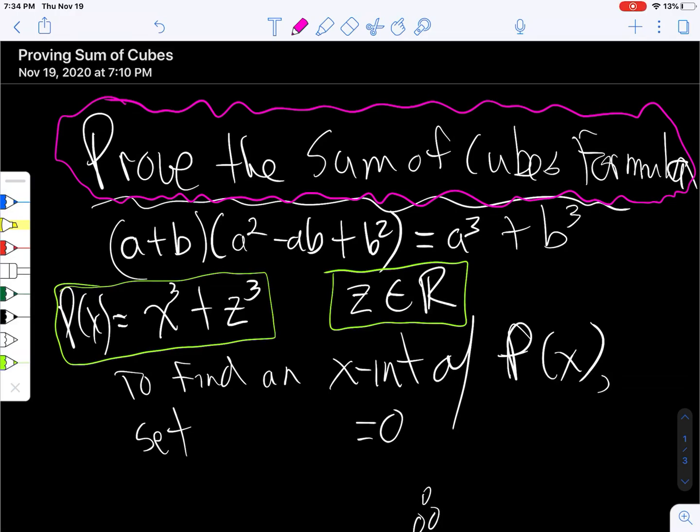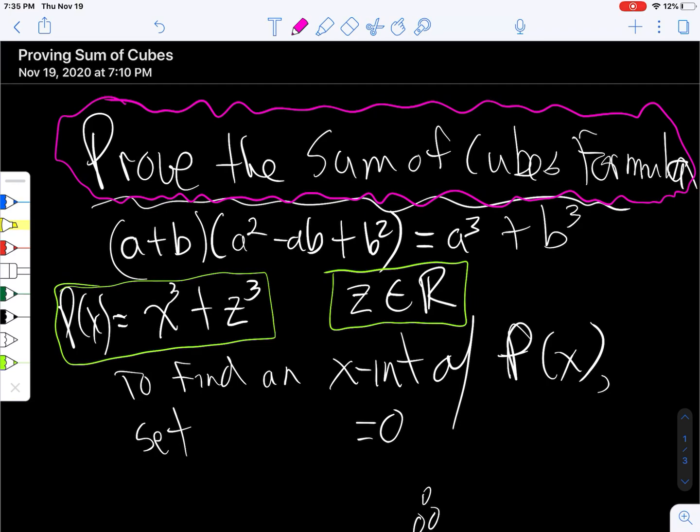I'm going to do a screencast today to prove the sum of cubes formula. It's a factoring formula that is new to you this year. It is proven with the factor theorem. So given that we've just done the factor theorem, it's a nice application of it.